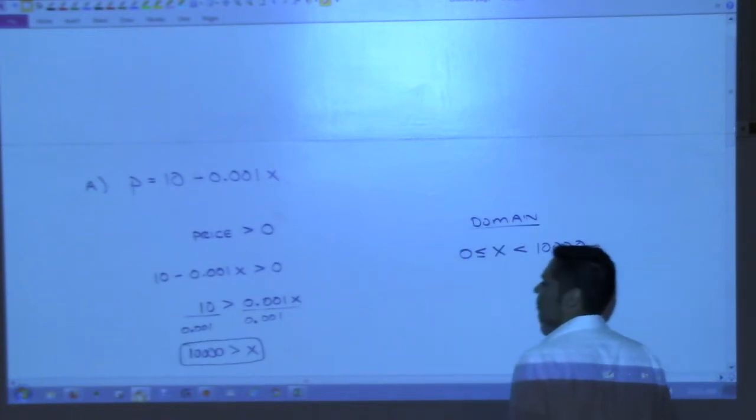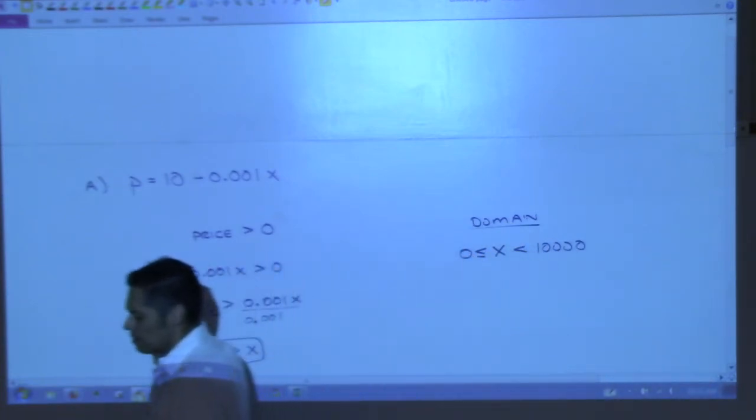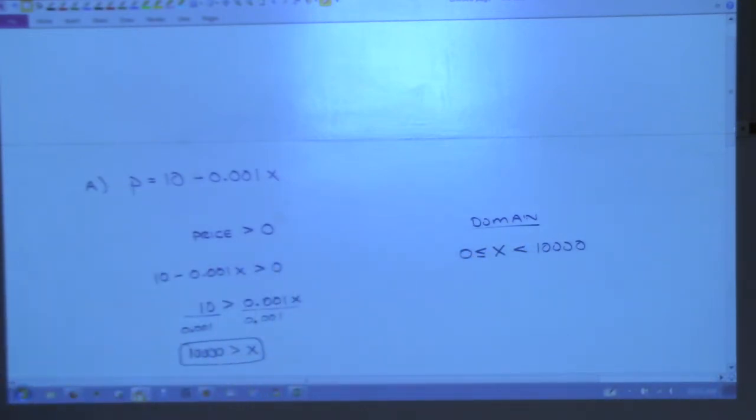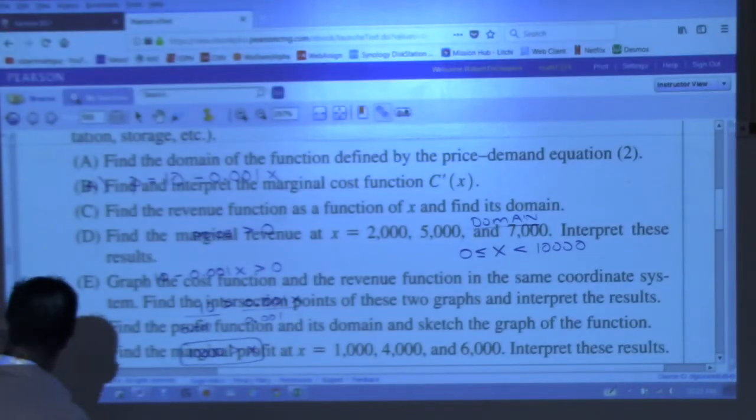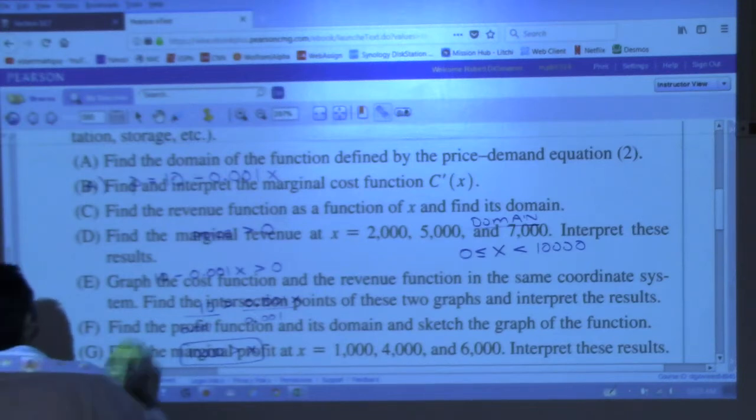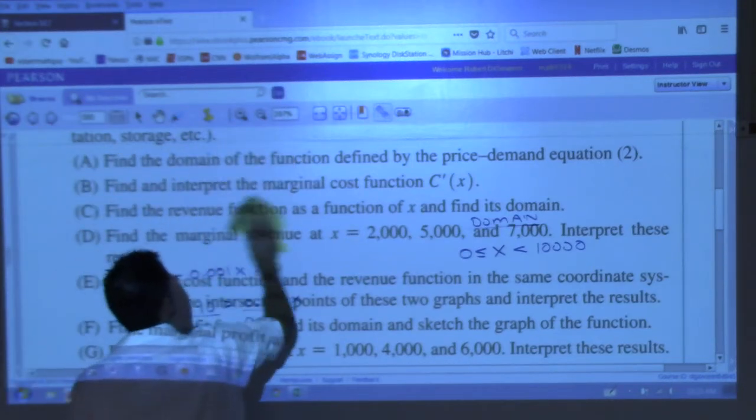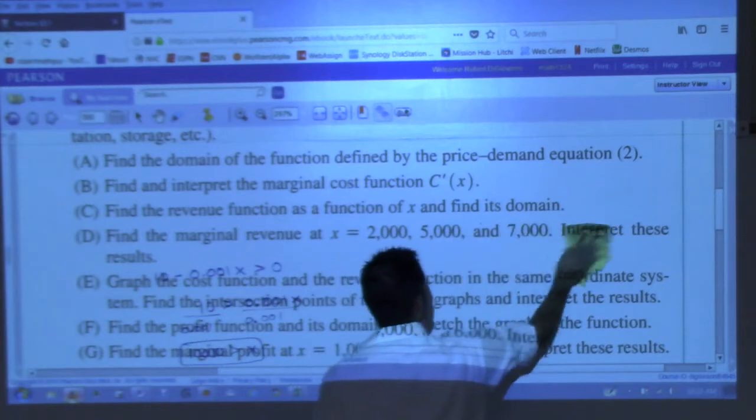Domain, right there. The demand has to be between 0 and 10,000 for us to have a reasonable price set for our MP3 players. That's part A. Let's talk about part B. For part B, find and interpret the marginal cost function.